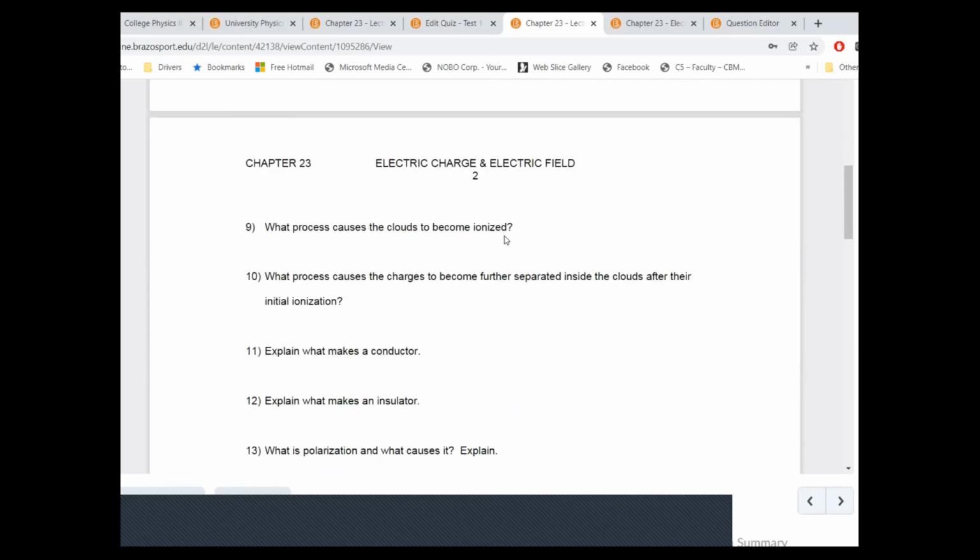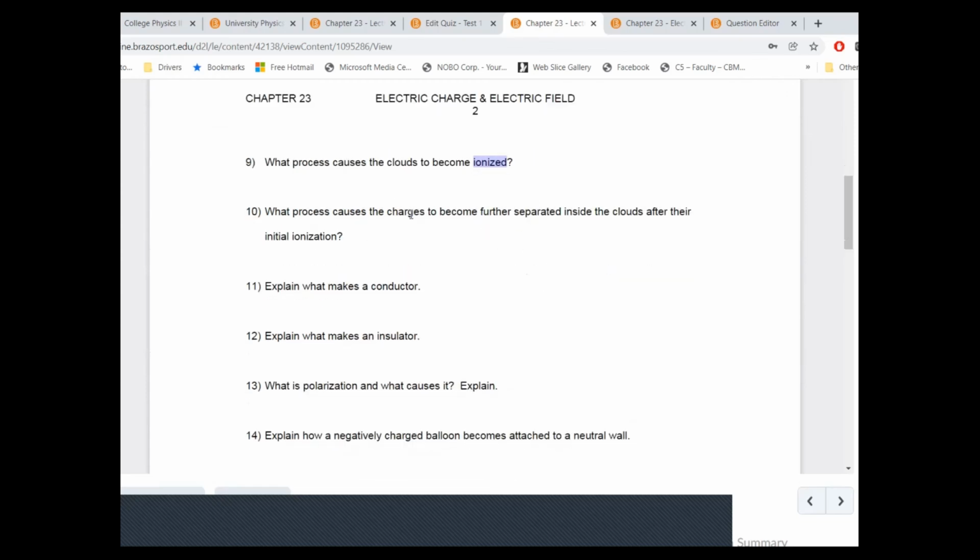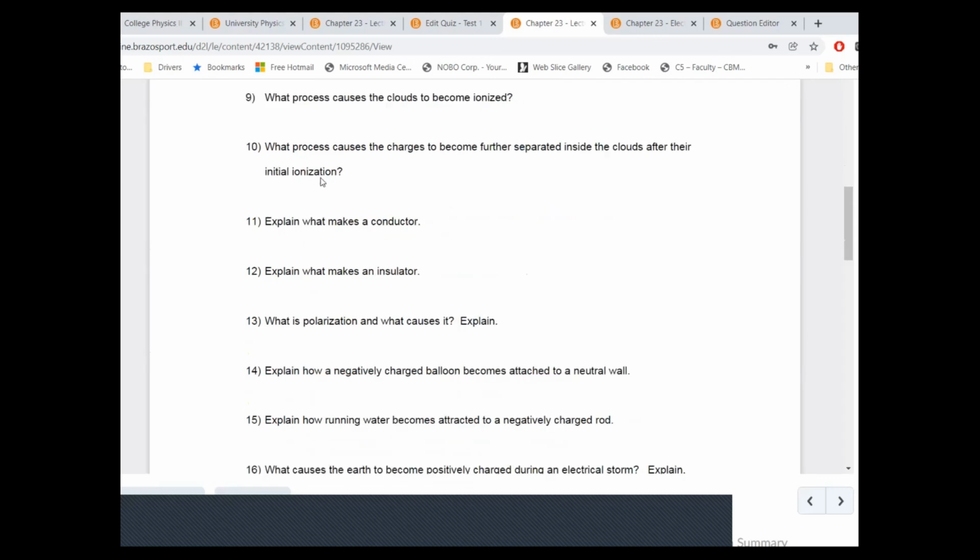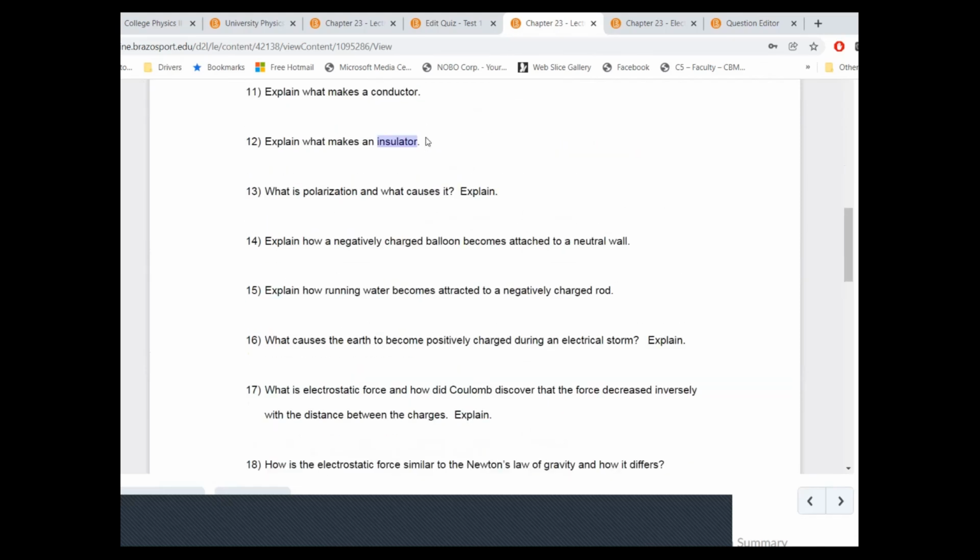The process responsible for clouds becoming ionized is friction among ice particles, and we don't know what causes further separation of the charges inside clouds. That's an unknown. Conductors are good at conducting charges because the octet rule is not satisfied. Insulators are not good at conducting charges because the octet rule is satisfied. Polarization is a process of moving opposite charges to a surface of an insulator usually.